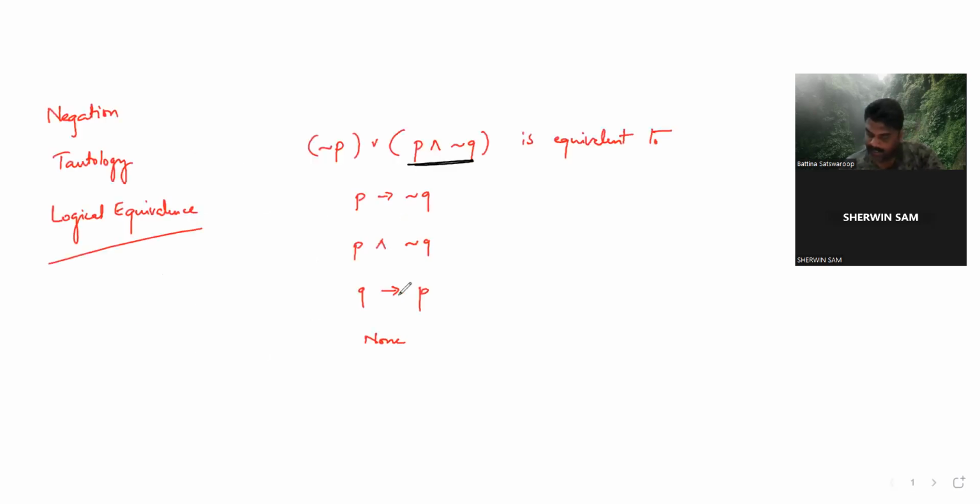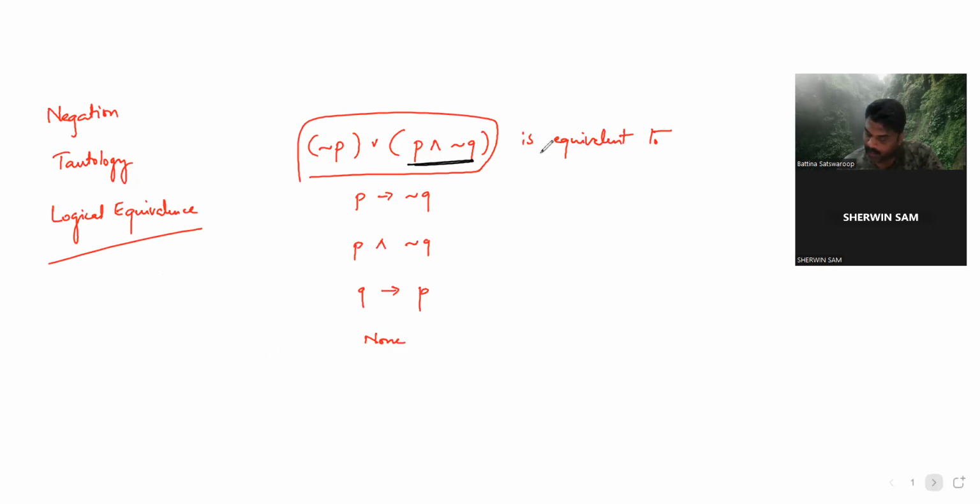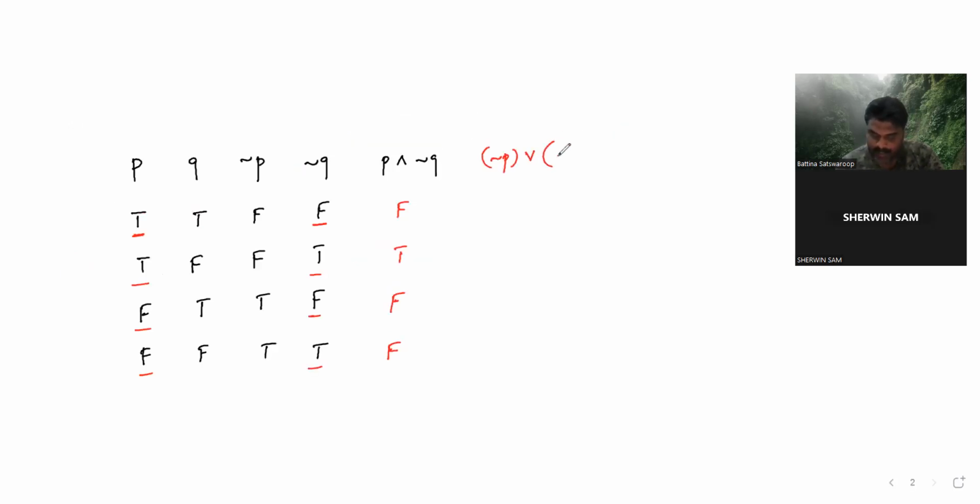Now, what is the second part? Second part, I have to take this entire thing. What is the entire thing? Negation of P or, this is OR operation now, P and negation of Q. That means, what am I supposed to see now here?